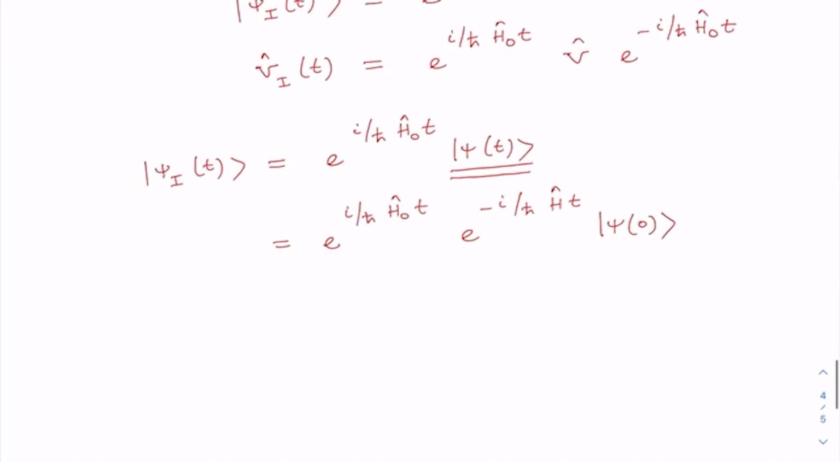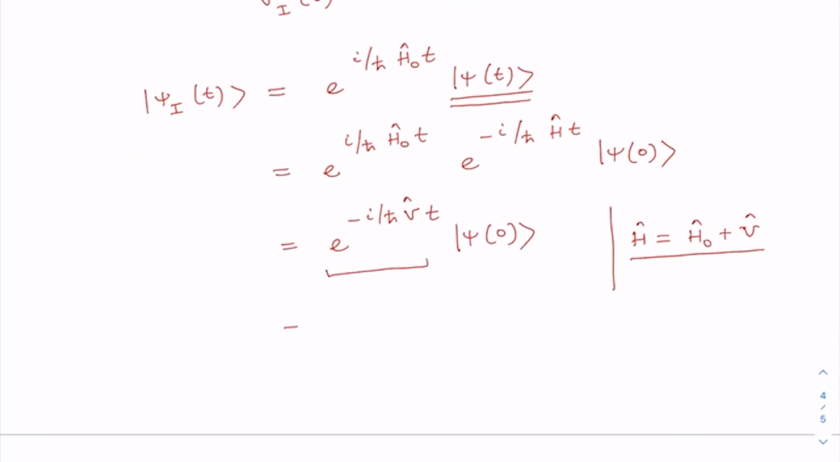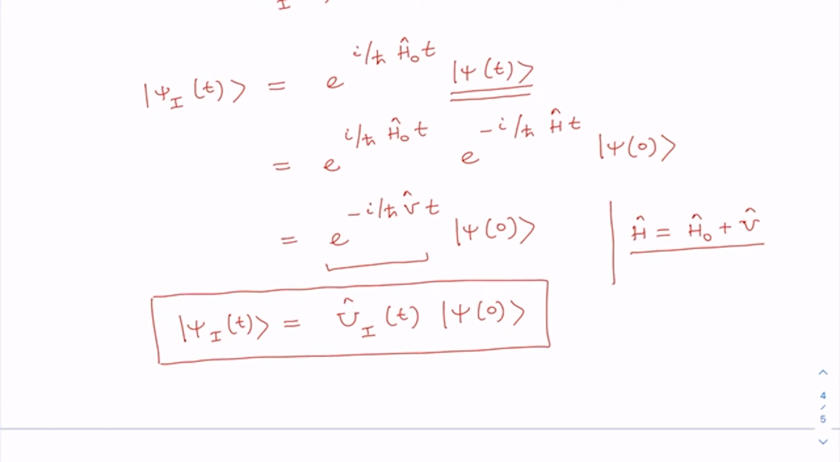This we know. From here we can write, because H is the Schrodinger operator, the total Hamiltonian of the system, that is H0 plus the interaction term in the Schrodinger picture. So utilizing this, we can easily see that we will have e^{-(i/ħ)Vt} ψ(0. This one is actually the unitary operator in the interaction picture, U_I(t) ψ(0). So this particular form is very useful and we are going to exploit it in our derivation of the Fermi Golden Rule. Now, after having all the background, let us proceed to derive the Fermi Golden Rule.